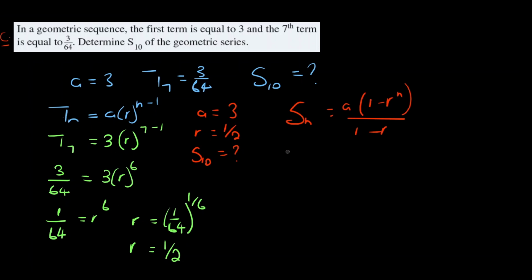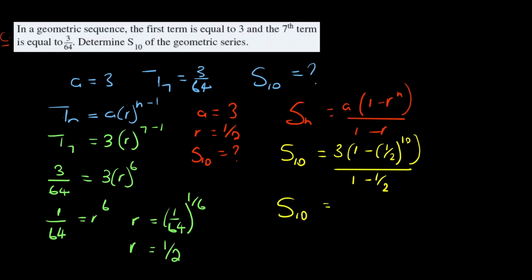So let's go ahead and substitute. Calculating the sum of 10 terms means n will be 10, our a value is 3, 1 minus a half, which is r, to the power of 10, over 1 minus a half. So the sum of 10 terms is equal to, we go back to our calculator and punch in all these values and see what we get as an answer. With 1 minus a half as the denominator, we're getting 5.99, and that will be our answer when we find the sum of 10 terms.